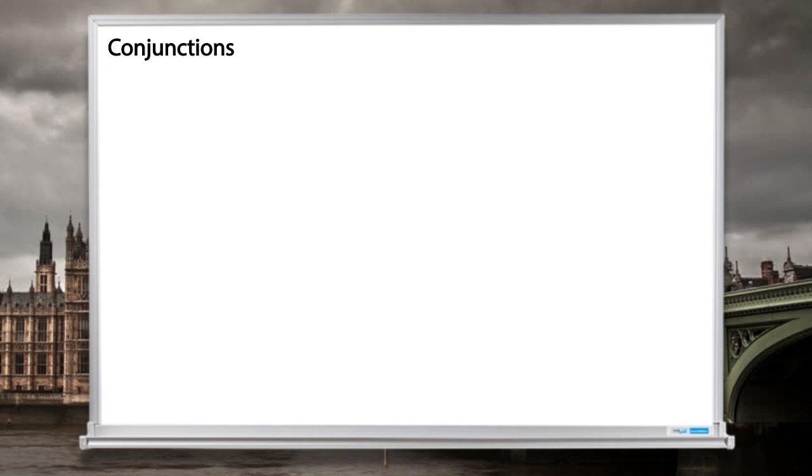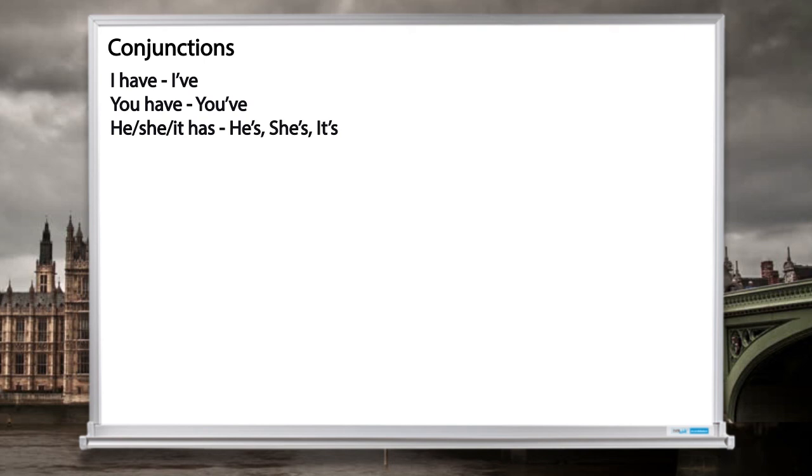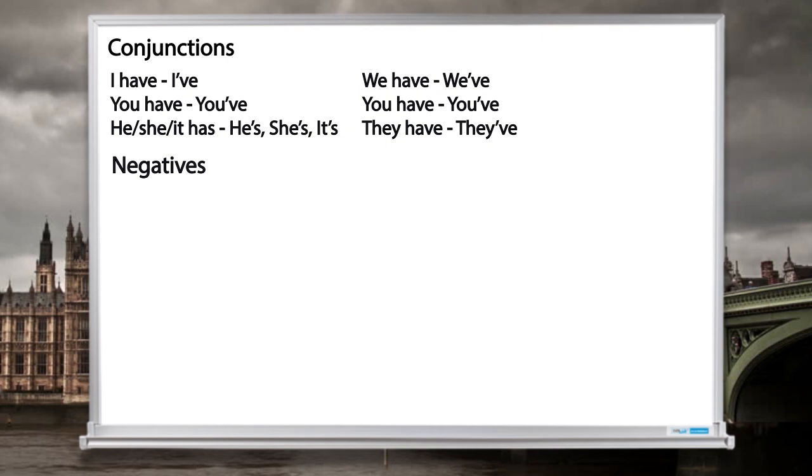Here are some examples of contractions. What are contractions? Contractions are joining two words together. They are a combination of two words. For example, I have will be I've, you have, you've, he has, he's, she has, she's. We have, we've. You have, you've. They have, they've.